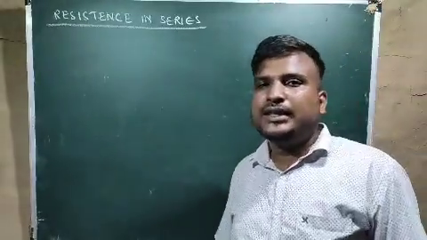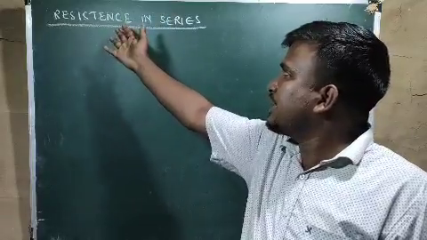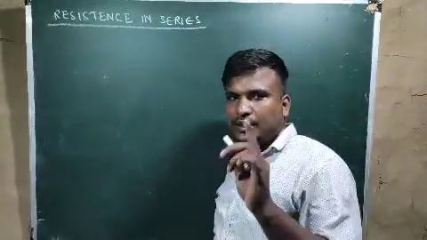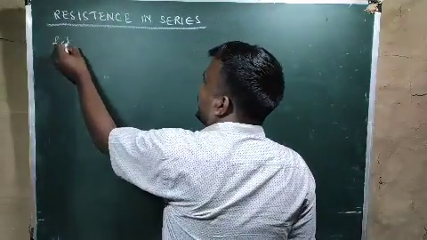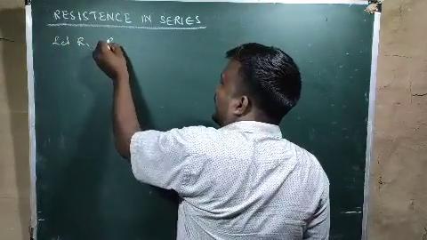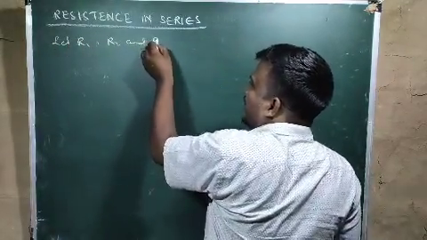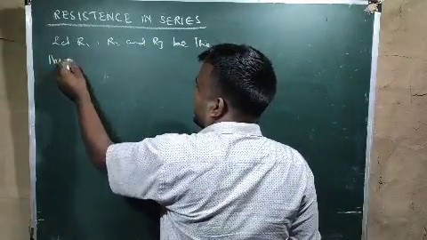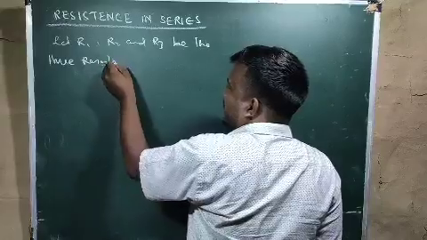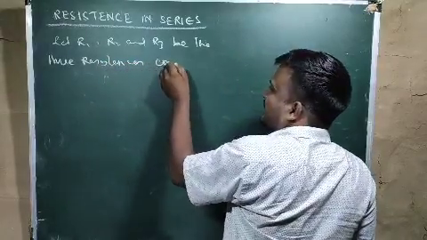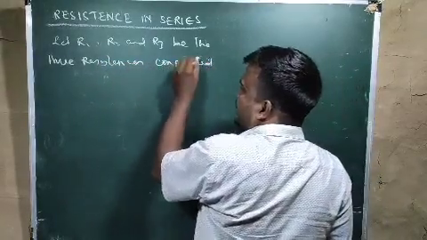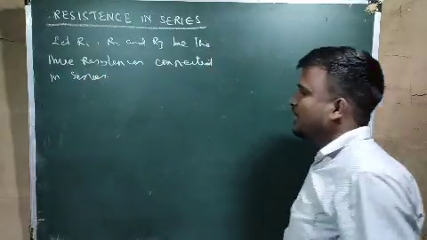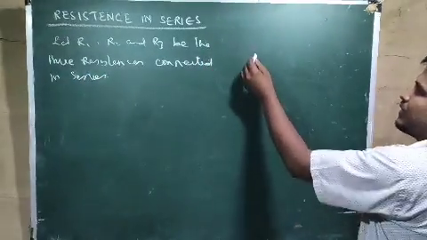First of all we'll see series combination of resistance, that means resistance in series. We'll consider three resistances. Let R1, R2 and R3 be the three resistances connected in series. Let us draw a diagram for this.